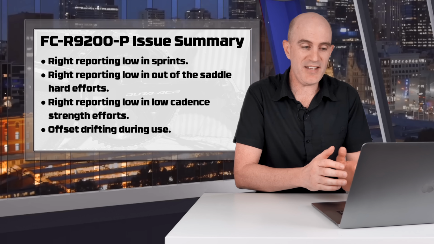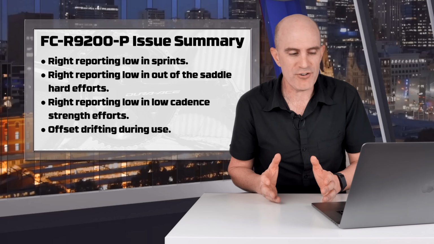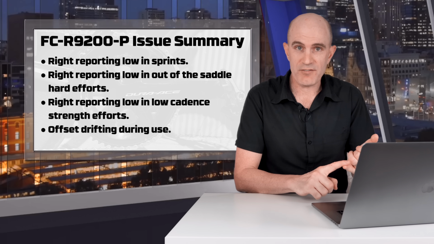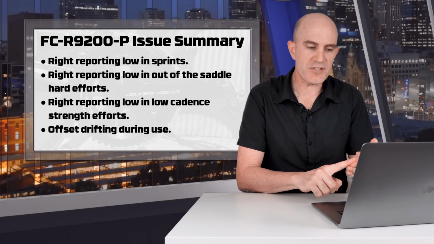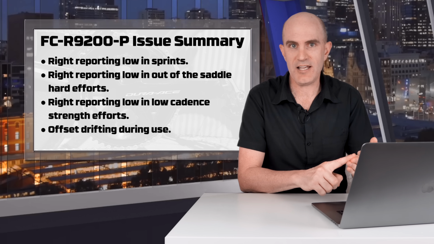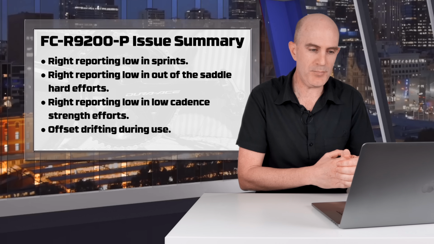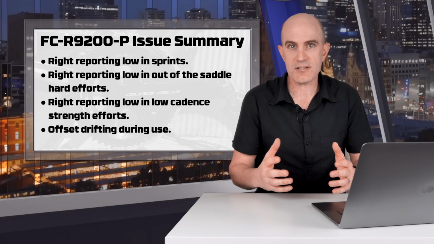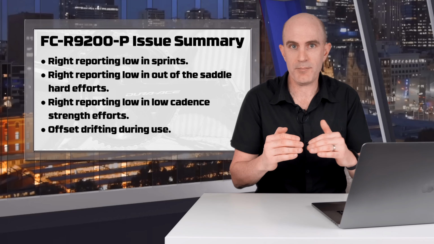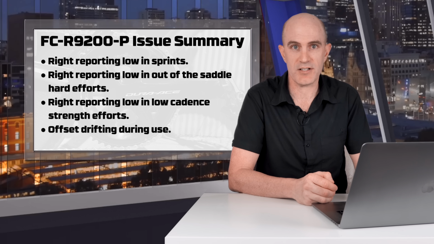So the pain point summary there, and again, this is all leaning towards the right-hand side. The right side reports low in sprints. The right reports low out of the saddle in hard efforts. The right reports low in low cadence strength efforts, in particular when in the big ring. And the offset drifts during use, requiring me to stop, manually zero the unit to bring it back into line with the other power meters that I was comparing it to.